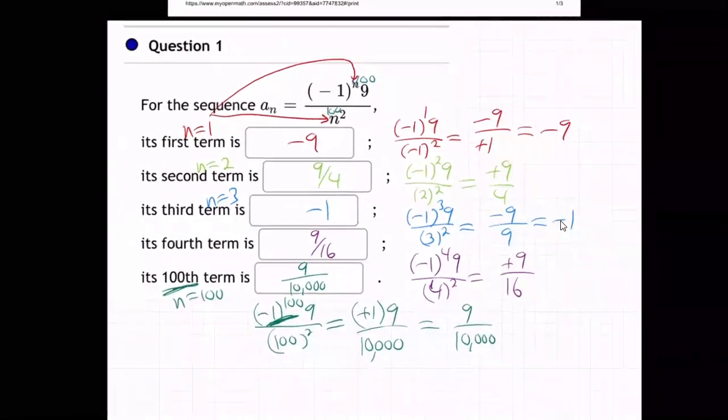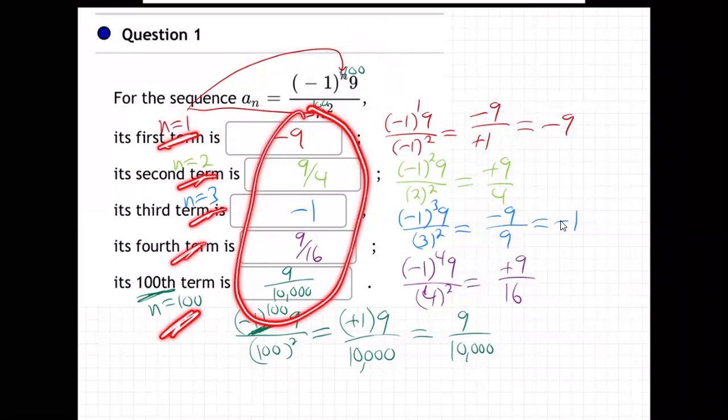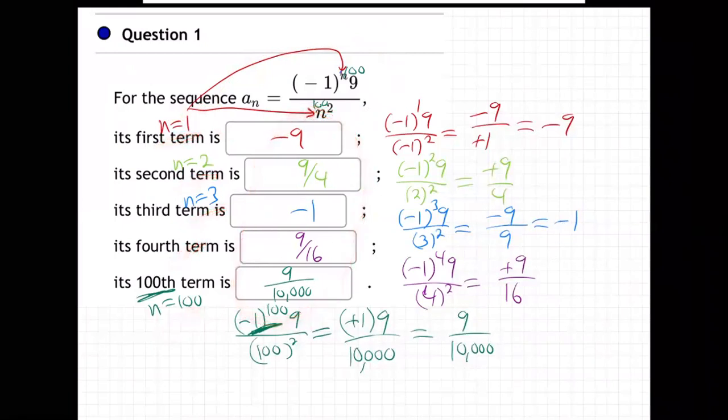So there we go. This is a formula for a sequence, meaning a sequence of numbers. And you plug in 1, 2, 3, 4, and then 100 to find out the first, second, third, fourth, and 100th terms in that sequence. There we go.